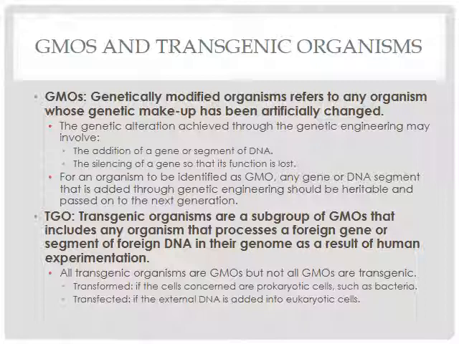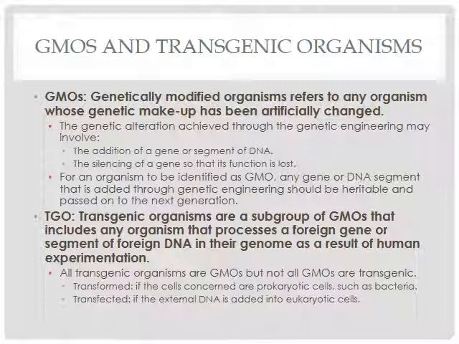Transgenic organisms, TGOs, are GMOs. So all transgenic organisms are genetically modified organisms, but not all genetically modified organisms are transgenic organisms. So to be a transgenic organism, you have specifically had DNA or a foreign gene from a different species added into your genome. So all transgenic organisms are GMOs because they've had their DNA altered in some way, but it's specifically the addition of a foreign gene from a different species.